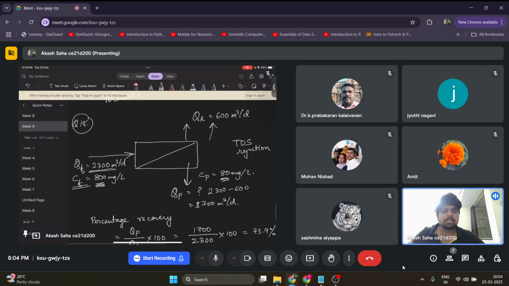Now with all these parameters, you tell me what will be the concentration of the reject or retentate. Can someone tell me? Every parameter is given here. Though it is not asked in the question, I am asking here, what will be my concentration of reject?